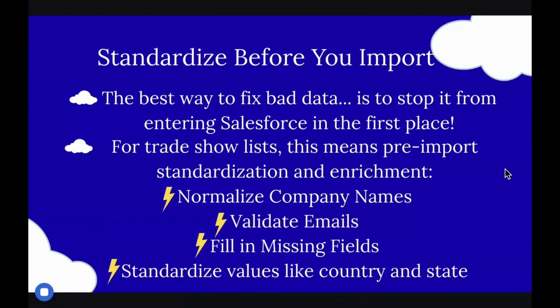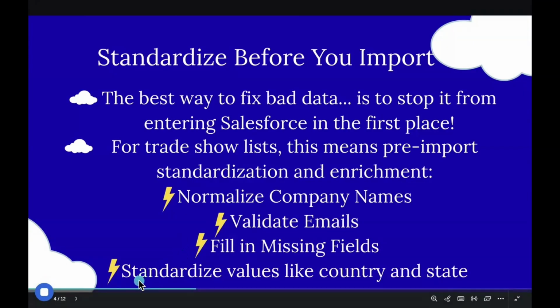Before you import anything, standardize your file. Trade show exports often contain variations like USA, US, United States. If these are not normalized before you import, reporting and segmentation become unreliable. Other things to note are things like company names, emails, missing fields, and as I initially said, standardizing values like country and state too.